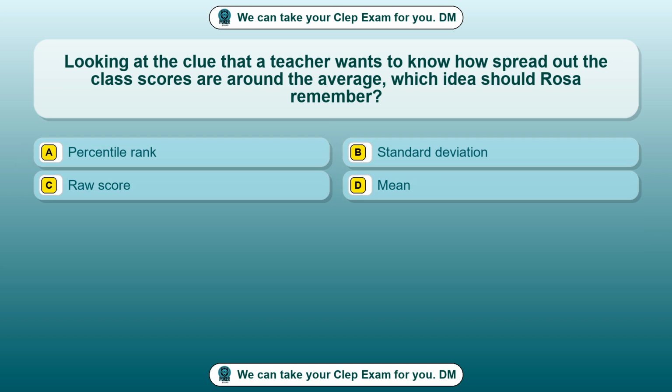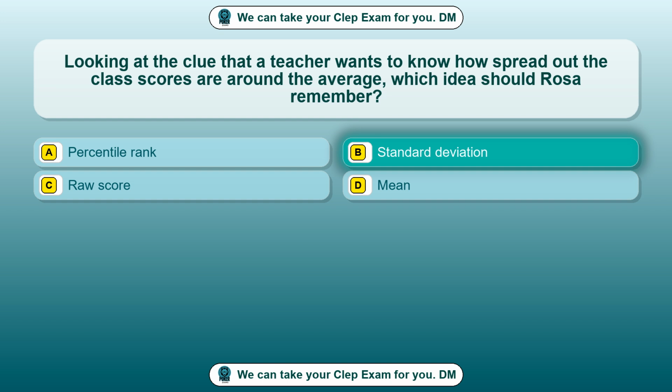Question 94. Looking at the clue that a teacher wants to know how spread out the class scores are around the average, which idea should Rosa remember? Option A, percentile rank. Option B, standard deviation. Option C, raw score. Option D, mean. The correct answer is option B, standard deviation.